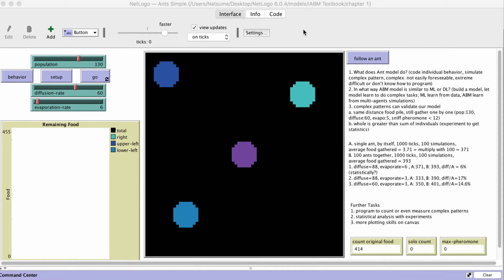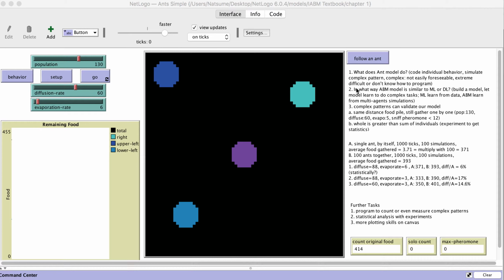Okay, right now we are looking at an agent-based model. This model is called the ANT model. The original code is from the NetLogo textbook, chapter 1, ANT model. In this video, we are going to answer 3 questions. The first question is, what does this ANT model do?